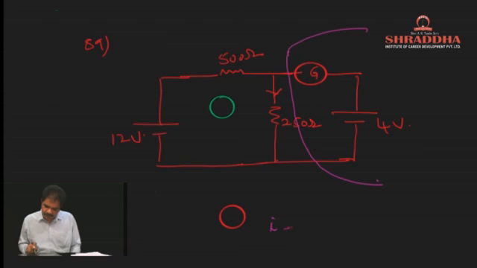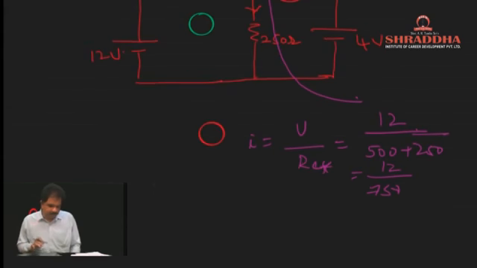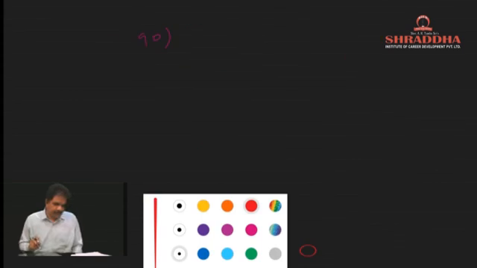Just then I is equal to V by R effective. V value will be 12. This is 500 plus this is 250. 12 by 750, if we calculate this value, 0.016 amperes. So first option we will get for this. In this 90, they gave one circuit like this.